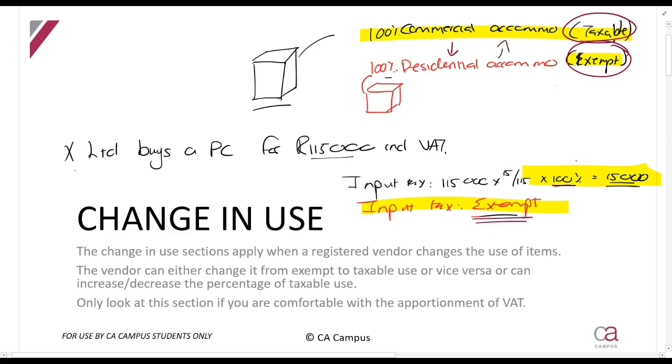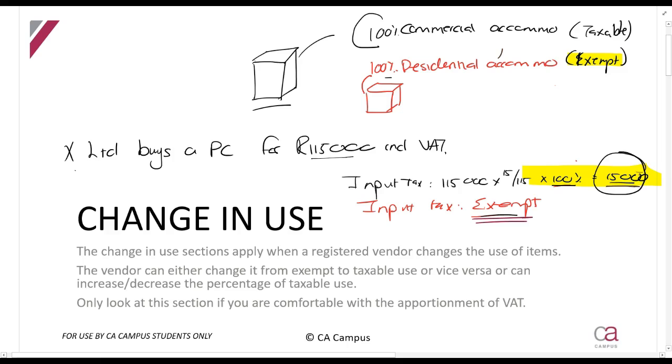Let's do it in simple terms so you can see the logic here, because if you understand the logic, it becomes quite easy. The logic is the following. Let's say I buy it for my 100% commercial building, so I claim 100% of the VAT. And then I move it to the exempt building. What's the problem for SARS? I claimed input VAT that I shouldn't have because I'm using it for exempt. So how am I going to fix this? By raising output VAT. It's logical, eh? Now, let's do it the other way around.